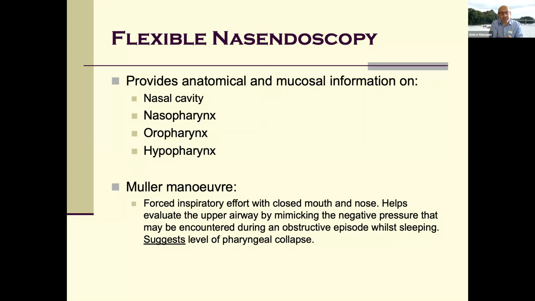We can also assess the bottom and the back behind the tongue, in the throat behind the tongue. That's the hypopharynx. You can do a Muller's maneuver while you've got the camera in. That's basically a person blocking their nose and sucking in hard. By doing that, we increase the negativity within the pharynx and we see which bit of it collapses. As you can see, I've underlined suggests level of collapse, because research has shown that it's actually not that indicative of obstructive sleep apnea or even the level of collapse. But it's a tool. I personally don't use it anymore.